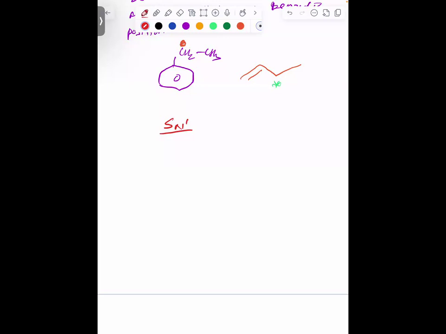Better the leaving group, the more easily it departs and dissociates. Better the leaving group, the more the chances of an SN1 reaction.